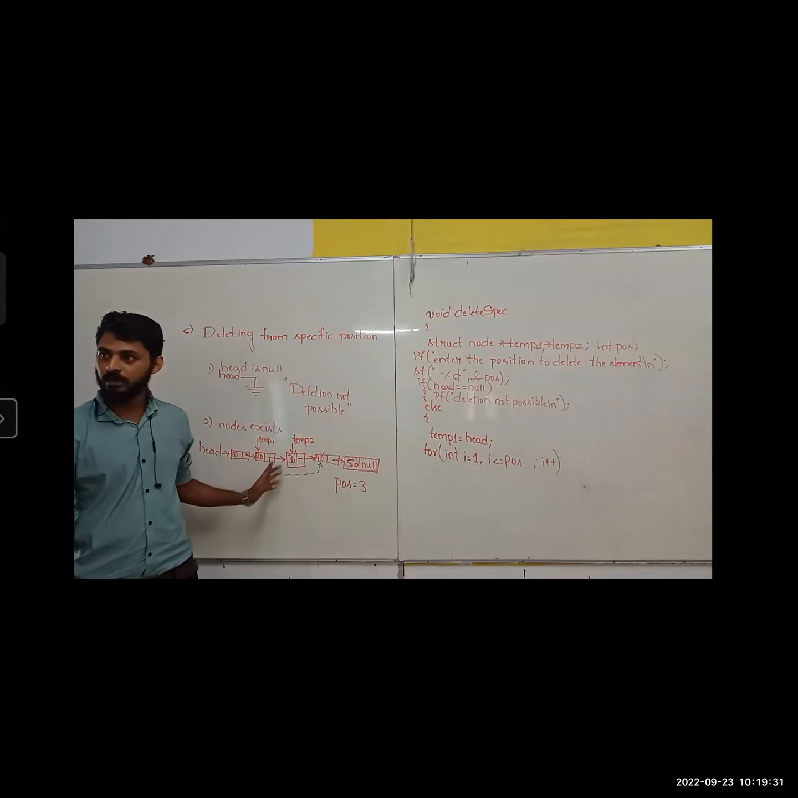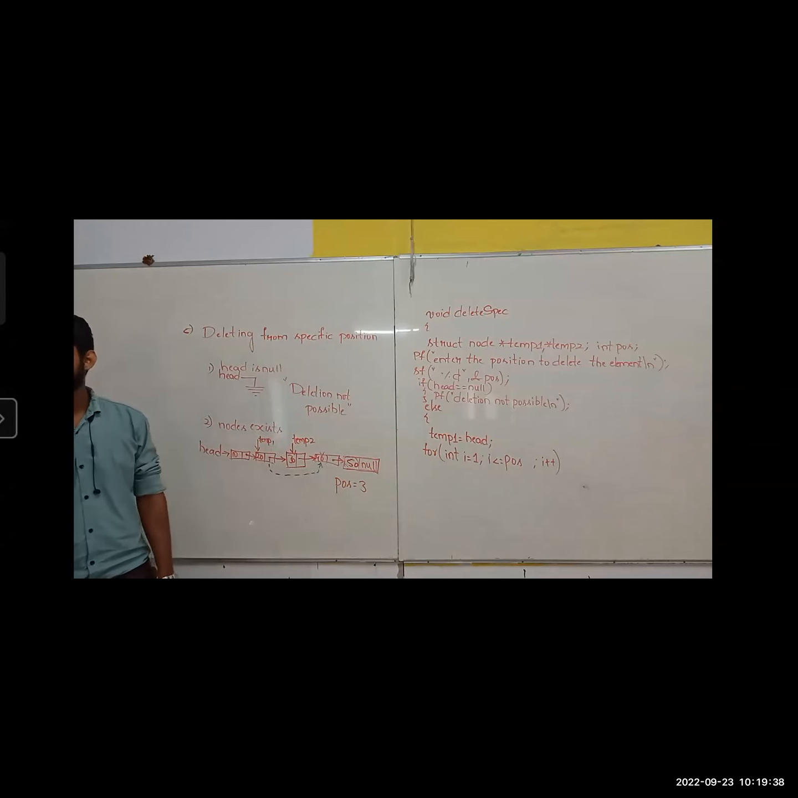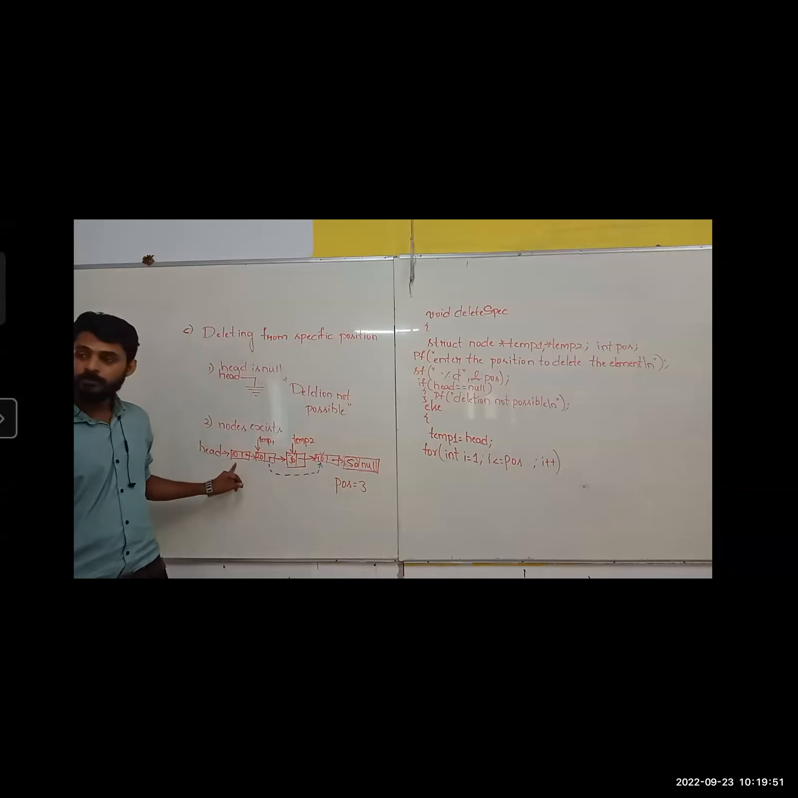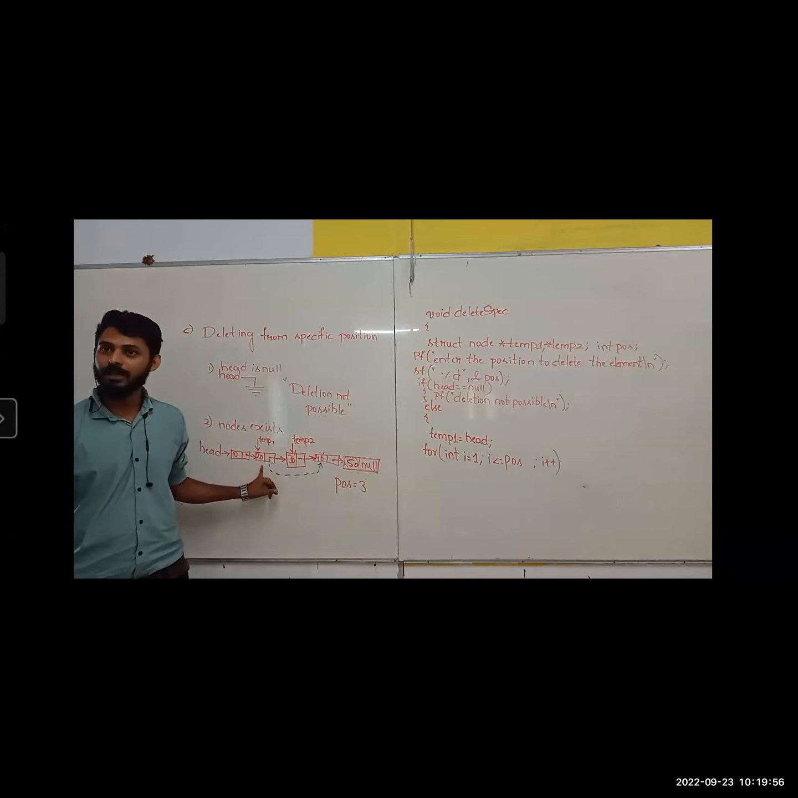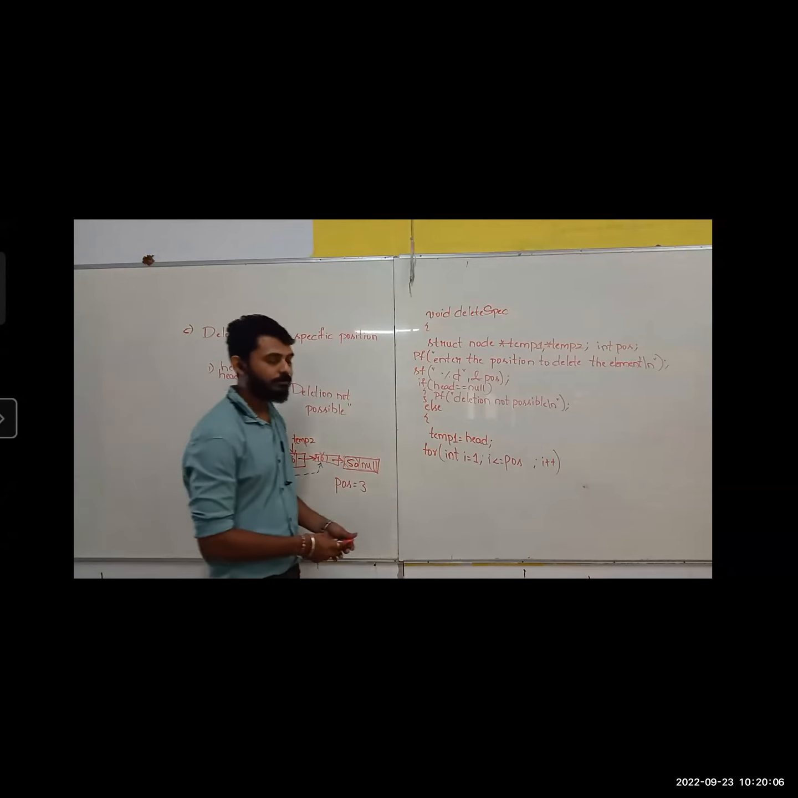Not third position. Third position I want to delete, which means it should stop at second position. How can I say that it should stop at second position? Position -1, if you say. The value position -1 is 2. 3 minus 1 is 2. If I say 2 times, where it will point? 1 time if you do temp equals temp link, it will point to here. Again, if you say temp equals temp link, it will point to here. But do I want to point it here? Where I should point it? Which means what I should write?